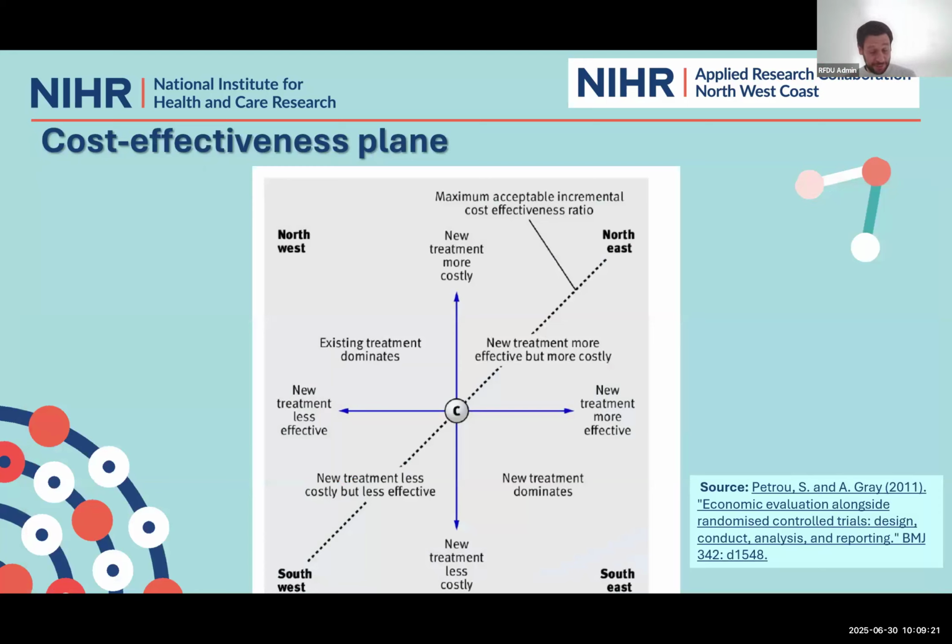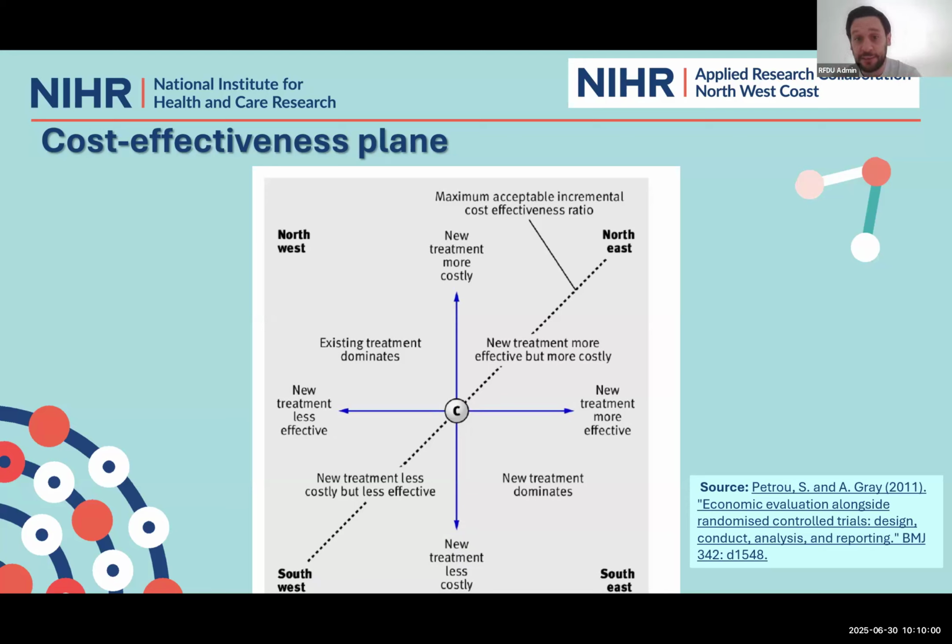Okay, this is the cost effectiveness plane. I'm not sure if you've seen it before, but we're going to talk through this plane step by step. It's a typical plane with a vertical and horizontal axis. On the vertical axis, you can see cost. The more we go to the northern side of the plane, the more costly the new treatment will be. The more we go to the south, instead, the less costly the new treatment will be. It's just a depiction of how costly the new treatment is compared with the alternative.